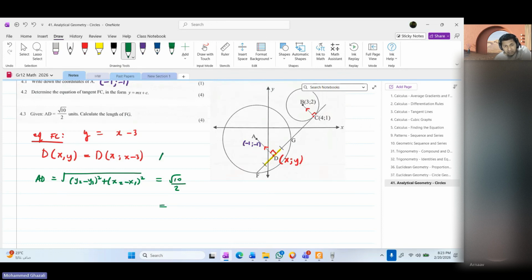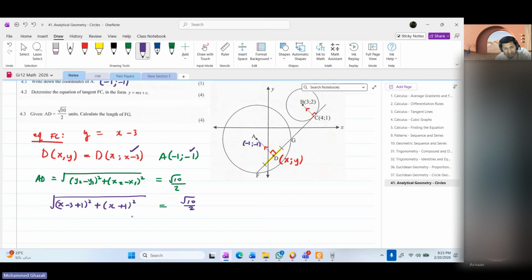Yeah, so D, and what's A? A is -1 and -1. So let's simplify. Now, what is y2? Y2 is x minus 3. What's y1? Y1 is -1. So I'm done with these two. -1 becomes +1. What is x2? X. And what's x1? -1. So +1.